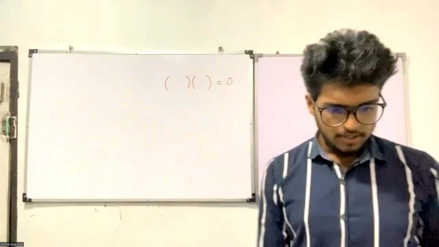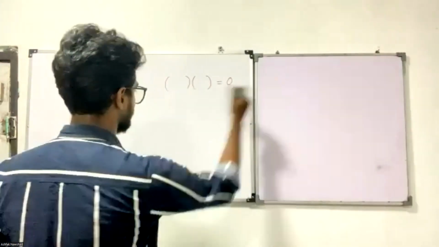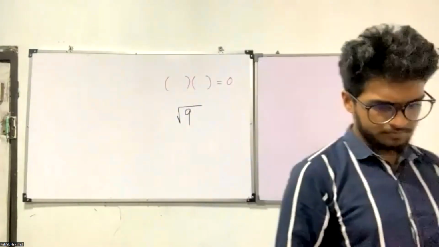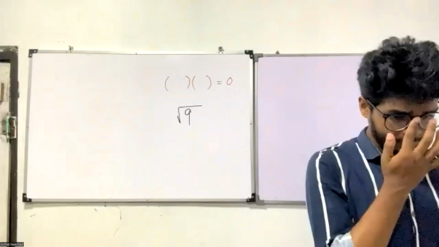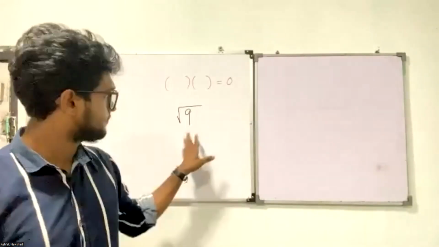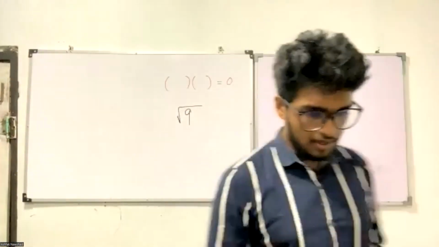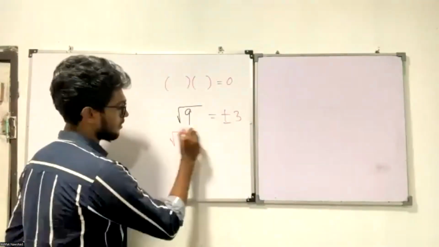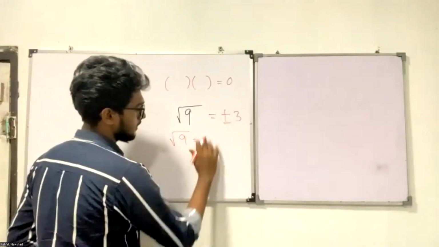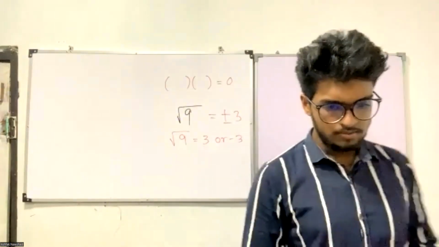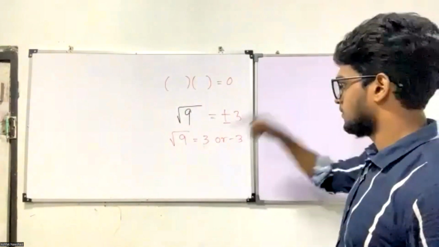Yes. Right. Let me know the answer for this. What's the answer? Exactly. This is not just 3. This is plus or minus 3. The answer for the square root of 9 can be 3. It also can be minus 3. Right? Like, for example, 3 squared.